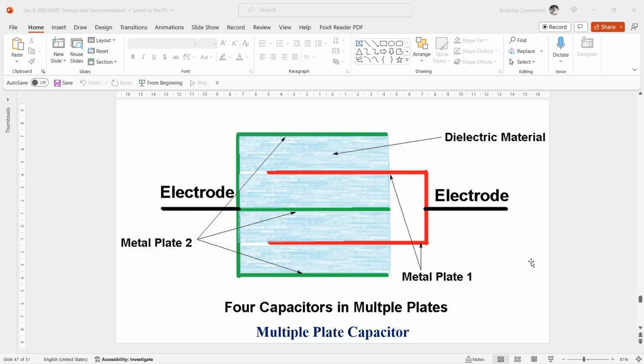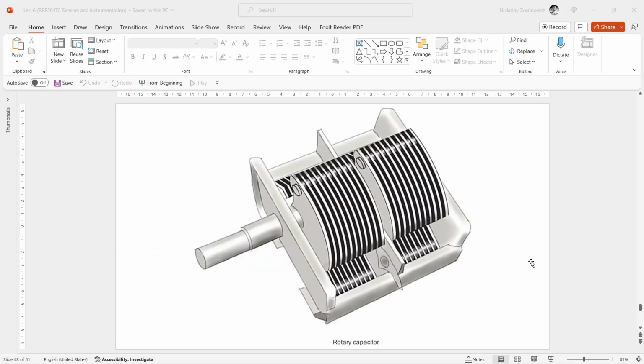Not only linear displacement, but also rotation can be measured accurately by capacitive means. The classical example is a trimmer or rotary capacitor, which uses a series of parallel plates with overlapping regions. Rotating one set of the plates will change the total active surface area of the capacitor, as you can see from this figure.